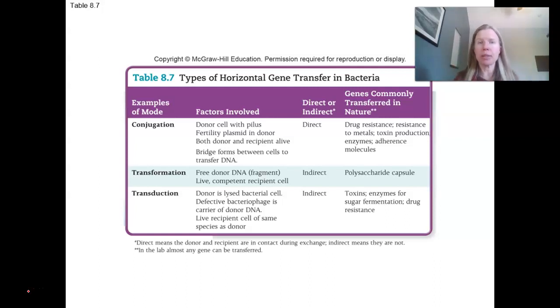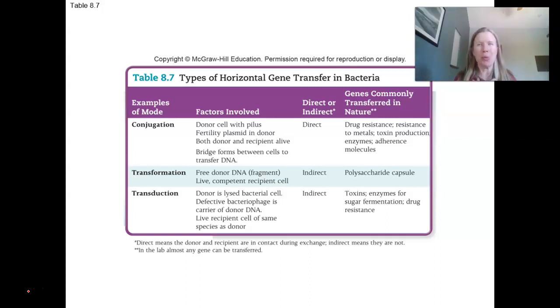And what I want to do is talk about a few unique things that bacteria do genetically, and then we'll dive into biotechnology, which is a big portion of the second half of your chapter. Okay, so in bacteria, we've got what's called horizontal gene transfer.